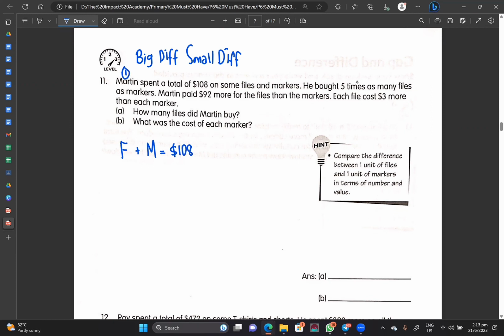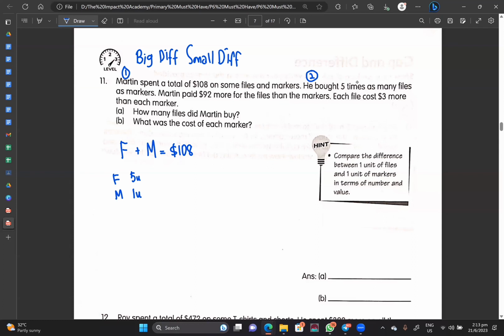Once I'm done with sentence number one, I can move on to sentence number two, all right? In sentence number two, it tells us that he bought 5 times as many files as markers. So what we can do is show that files is 5 units and markers is 1 unit. Does that make sense?